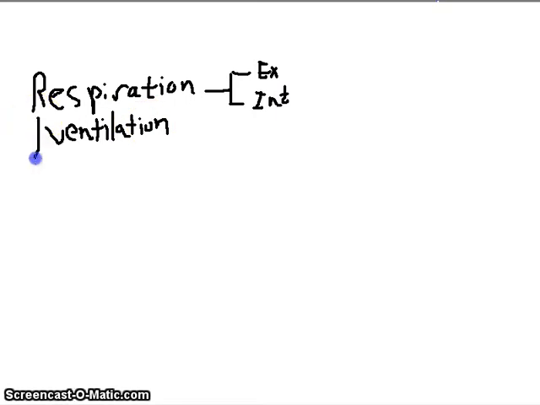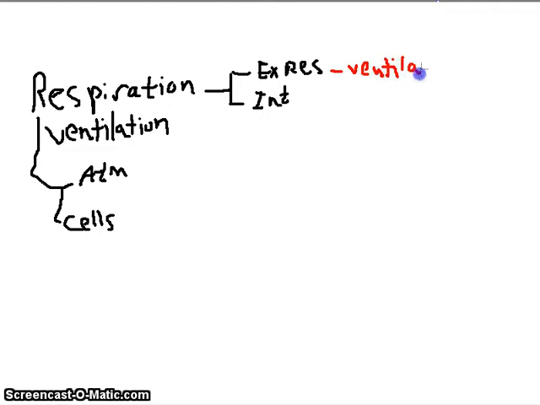Respiration means the exchange of gas between the atmosphere and the cells. It's the whole process, including all the other processes. Now, external respiration presents ventilation. What is ventilation? Ventilation is the exchange of gas between the atmosphere and the lungs.